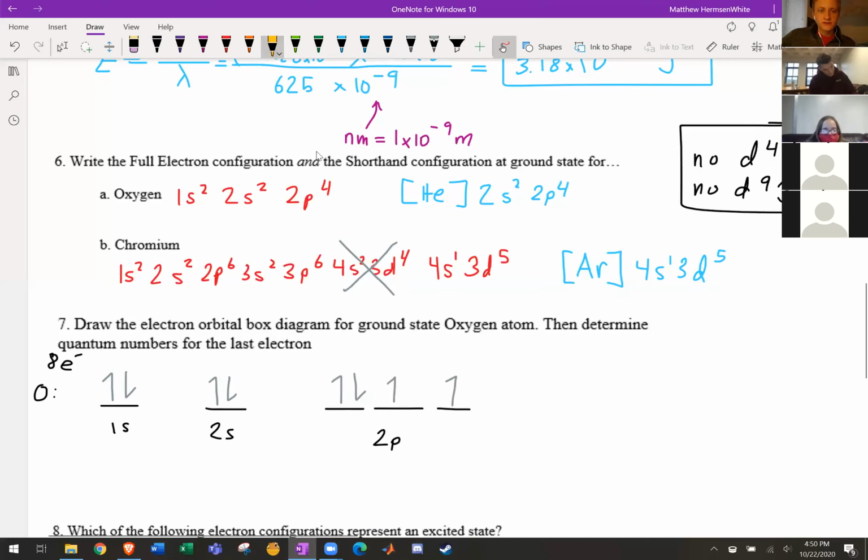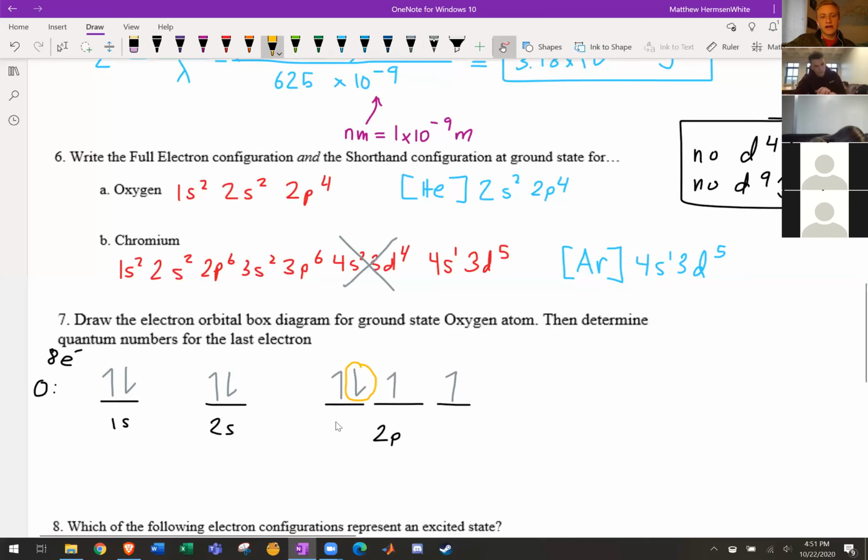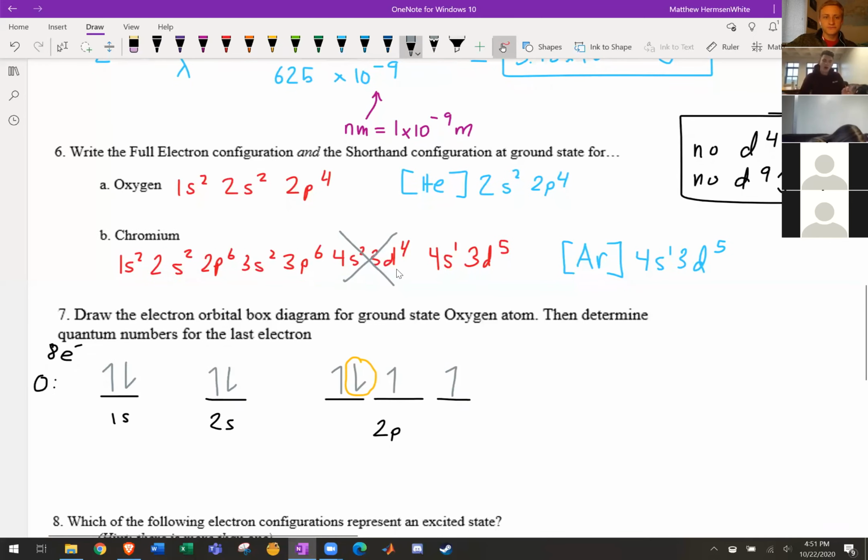Let's circle the last electron we drew here. This one was the last one right here. The last electron is the one we care about for doing quantum numbers. Now technically our box diagram is done. You don't really need to circle the last electron, but I find it useful when we're doing quantum numbers.